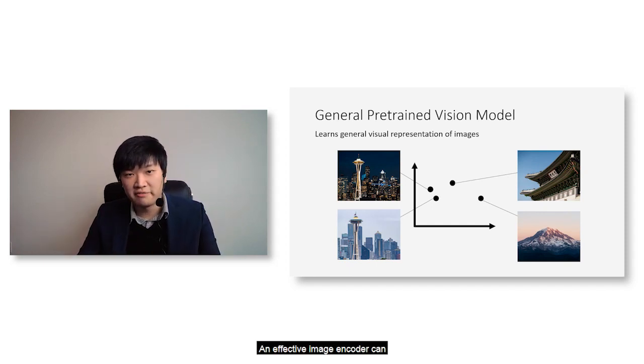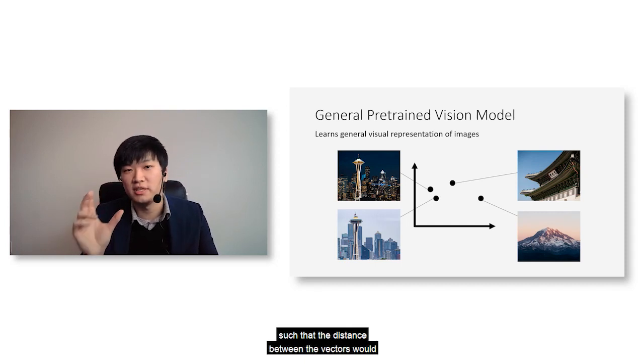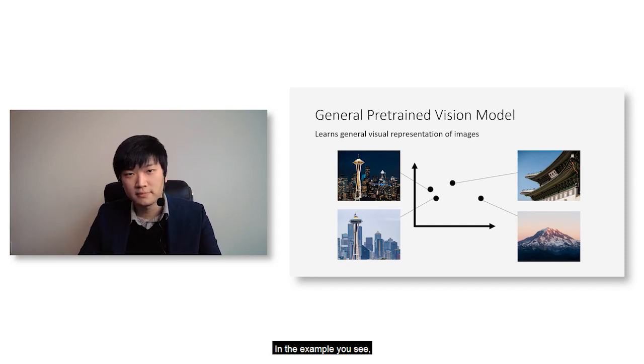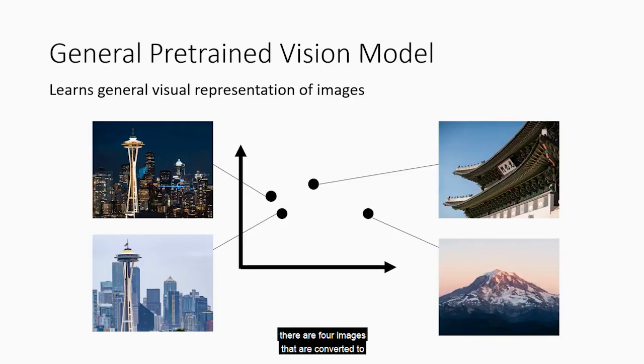An effective image encoder can convert images into embedding vectors such that the distance between the vectors would correspond to the disparity between the underlying images. In the example you see, there are 4 images that are converted to embedding vectors by a hypothetical general vision model. In that vector space, the 2 images you see on the left of the Space Needle in Seattle are geometrically near each other in the vector space because they are similar images. Then these images of the Space Needle are closer to a palace in Korea than to a mountain in nature, since the buildings are more similar to each other than to a mountain.